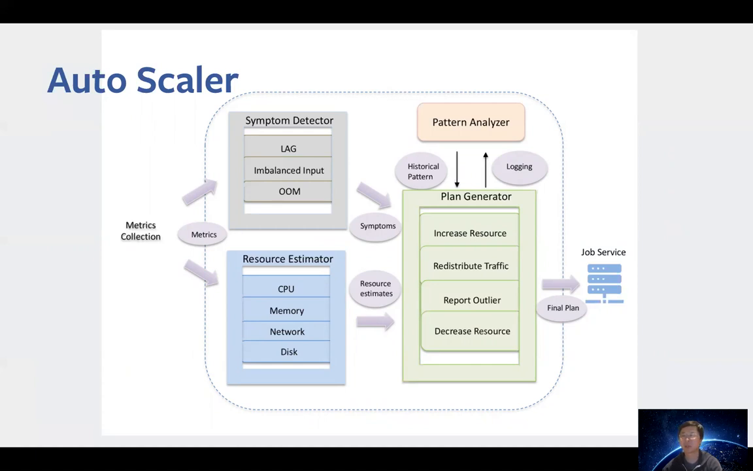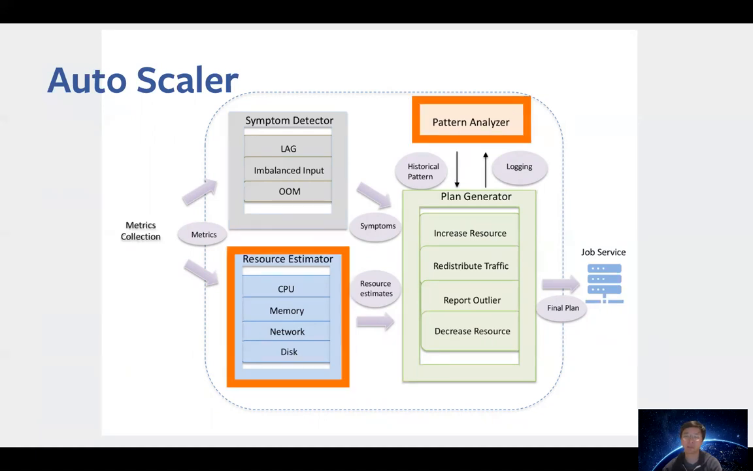Plan generator will take the input from the symptom detector and figure out the new plan with help from the resource estimator and pattern analyzer. The resource estimator will estimate the usage of resources for a given job. This information is then combined with the historical traffic patterns to generate the actual plan.